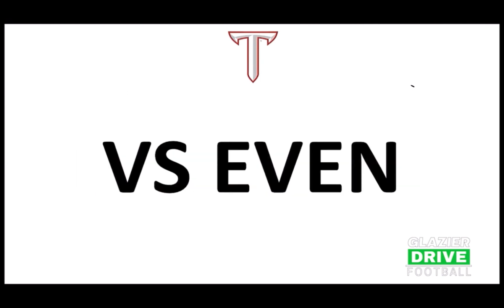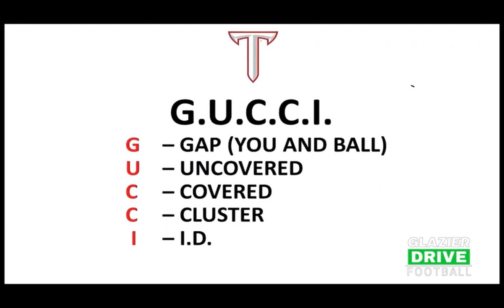So versus an even front, the concept we use is Gucci, Gucci. The G stands for gap, both U and the ball. The U is for uncovered, the C is for covered. So whether you're uncovered with nobody in your gap or you're covered with somebody in your gap, the second C is for cluster, who it is that you're working with if you are working with anybody, and the I is for ID as far as which linebacker the center is working to.